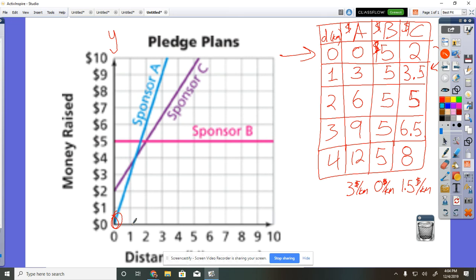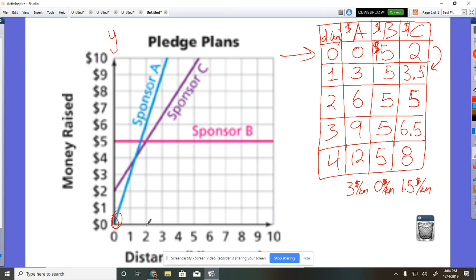Coordinates for sponsor A, let's see, 2, 6. So I'm going to put a dot here and label that 2, 6. You don't have to label the graph, just write this in, 2, 6 for sponsor A. And then let's see, 3, 9, that would be right here. 3, 9 for sponsor A. That's 2 points for sponsor A.